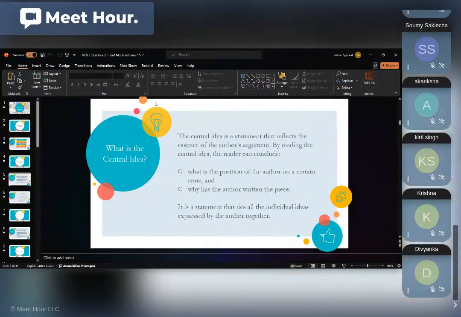Is the new slide visible? Yes, sir. Okay, great, perfect. Right.